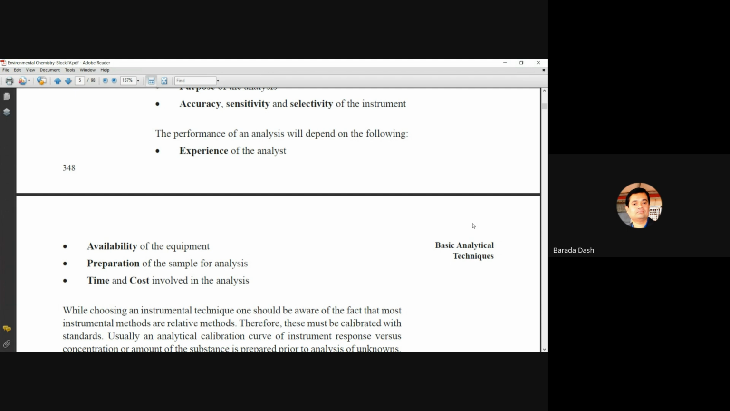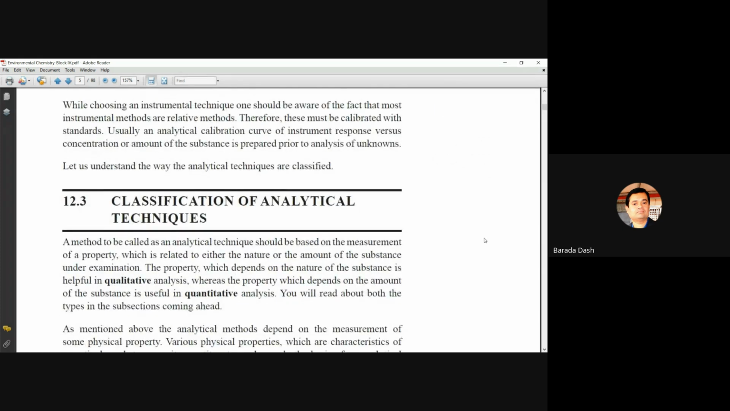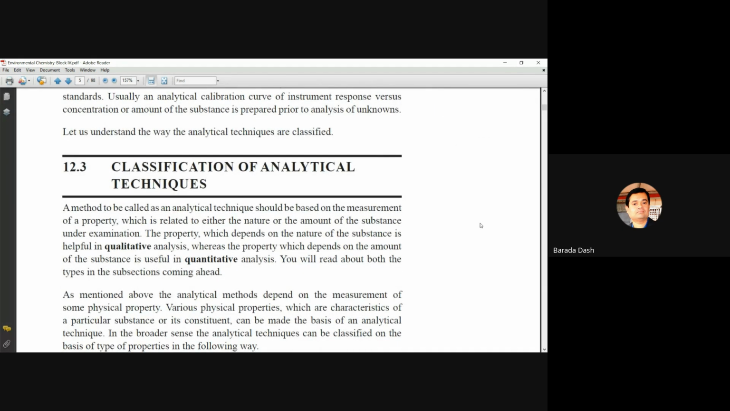Then preparation of the sample for analysis, time and cost involved. So how much time is required and what is the cost? Some analyses are very time consuming. Some analyses require an extremely large amount of money. So we should avoid those time consuming analyses and the analyses which have high cost.